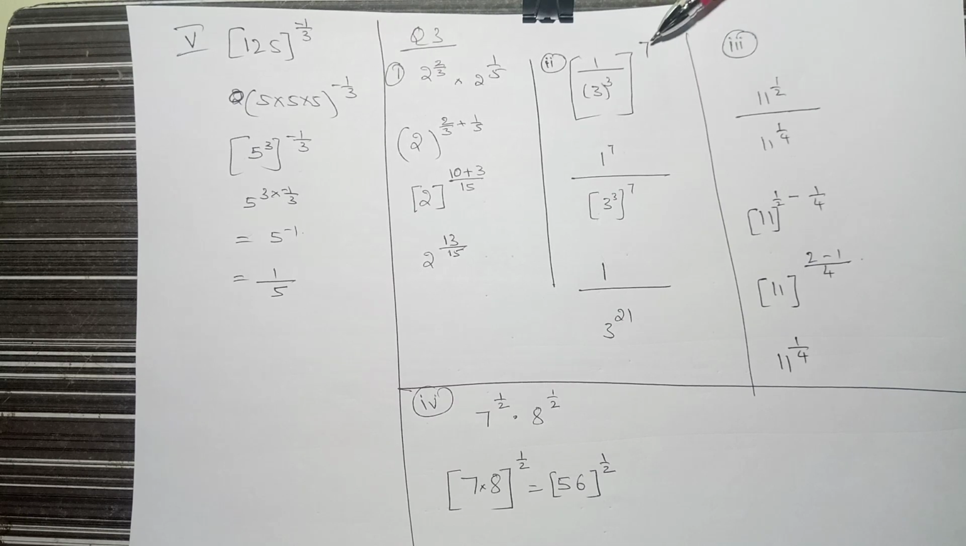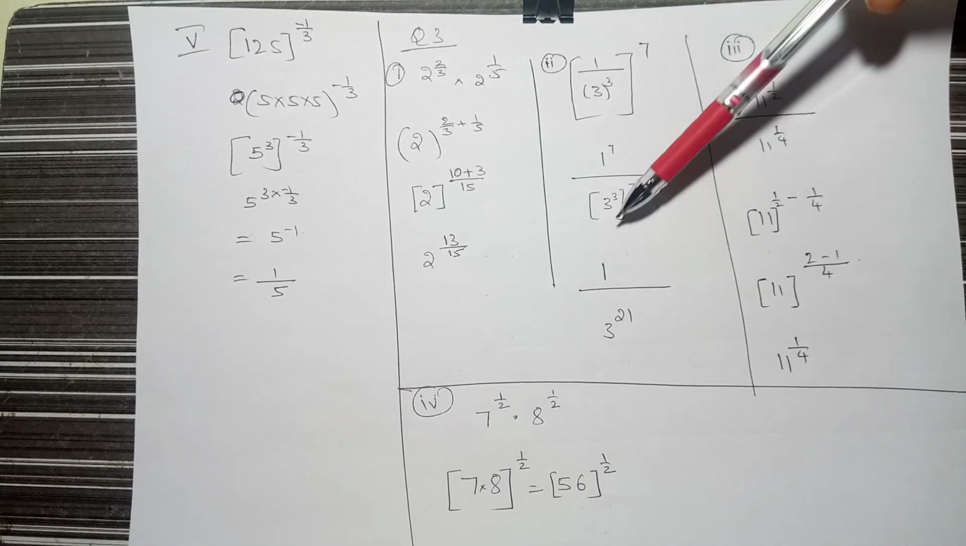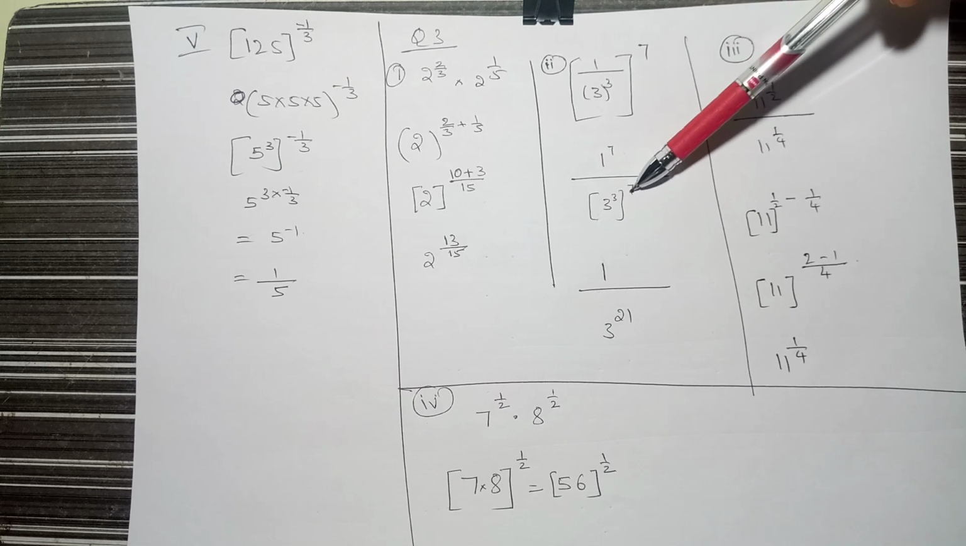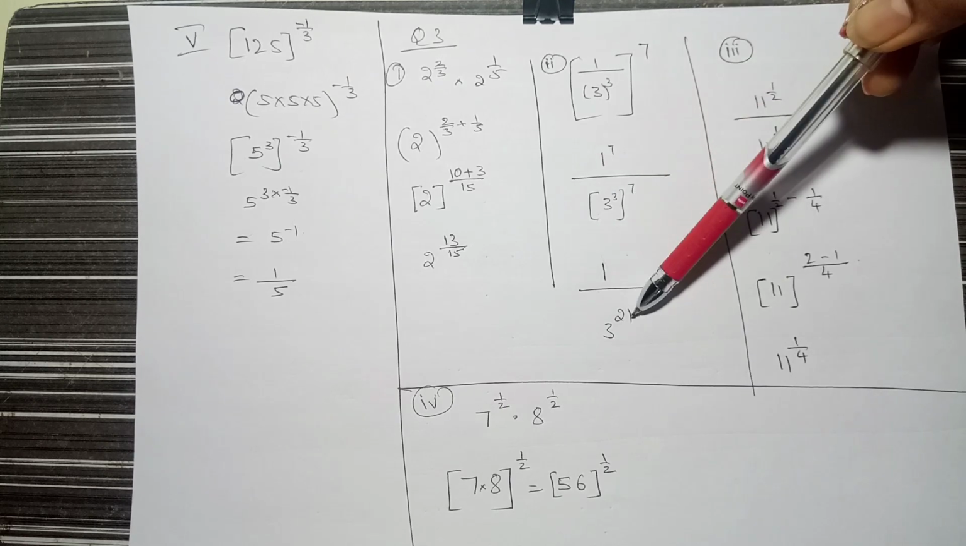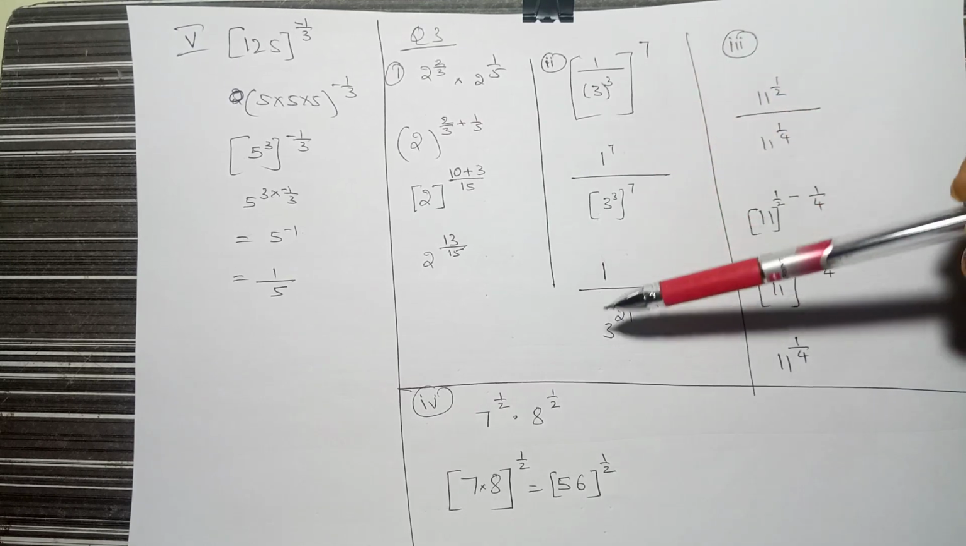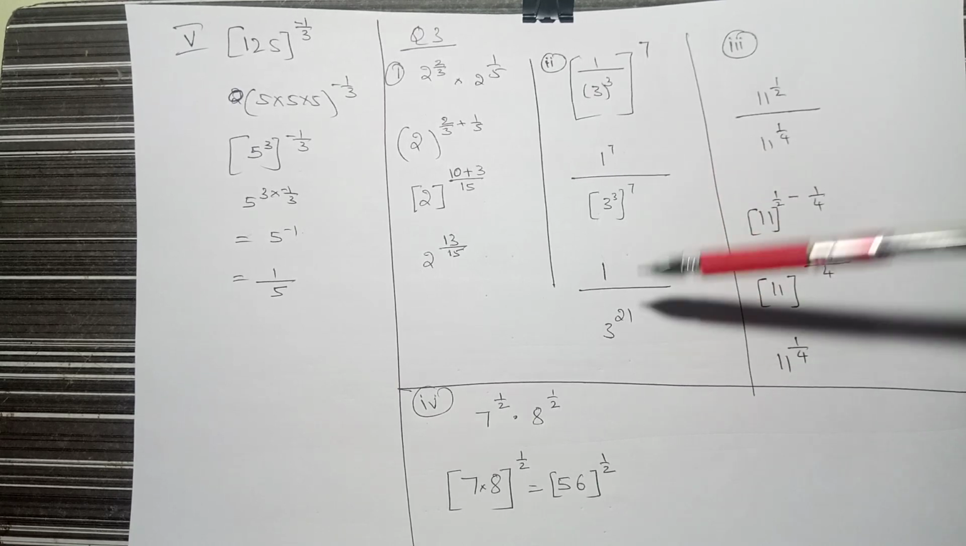Let us see. 1 by 3 power 3 whole power 7. Whole power 7 will come for numerator and for denominator. When it comes for numerator, 1 power 7 is nothing but 1. And for the denominator, 3 power 3 whole power 7. Therefore, powers are there, 3 and 7. They are going to multiply. A power m whole power n is equal to a power mn. M times n. Therefore, 3 power 3 7s are 21.